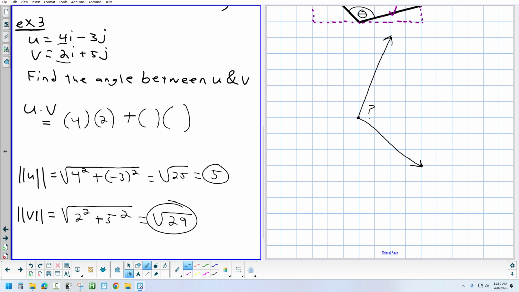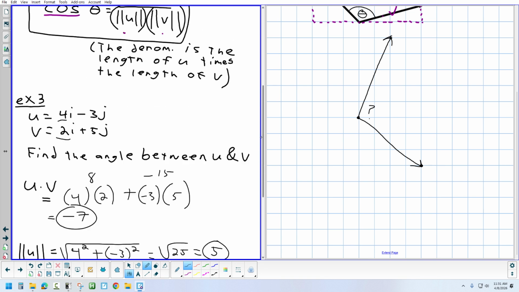And how about last two numbers? Yep. -3 times 5. Okay, so that's going to give you 4 times 2 is 8. -3 times 5. What's 8 minus 15? Yep, -7. Okay, so we've got everything we need now to find the angle.